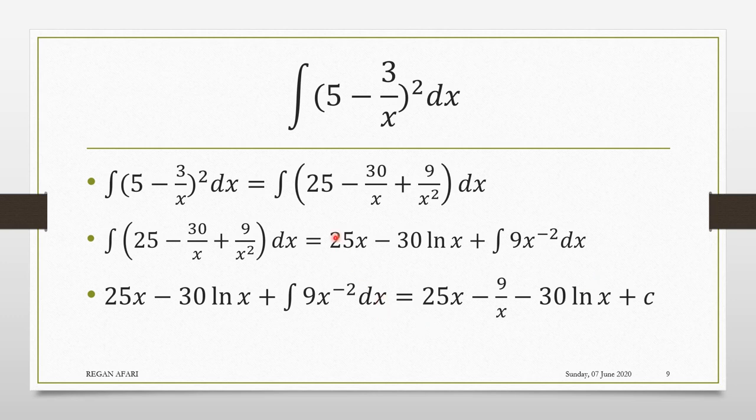So your 25x is here, your negative 30 ln x is there, and when you integrate this, this is what you have, plus c. Then you are done.